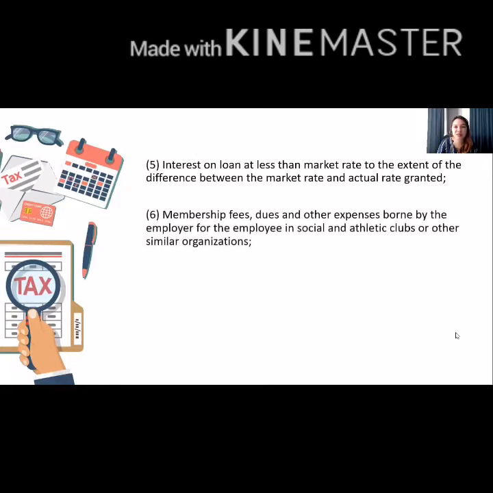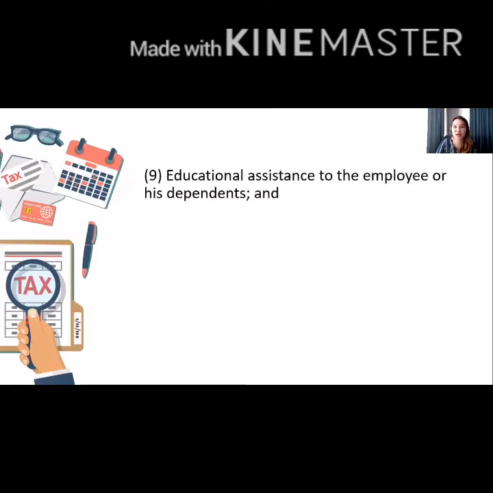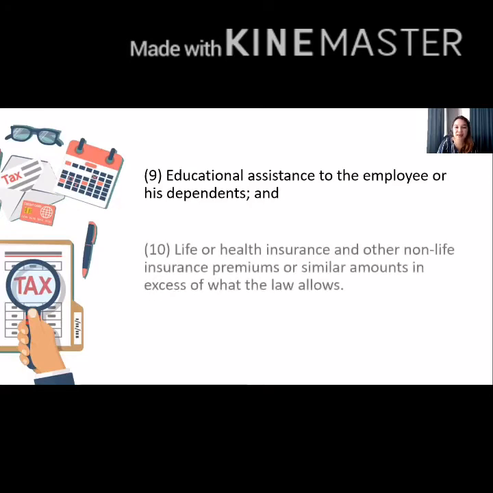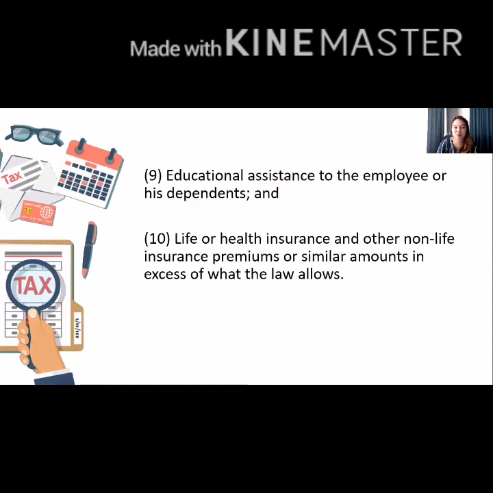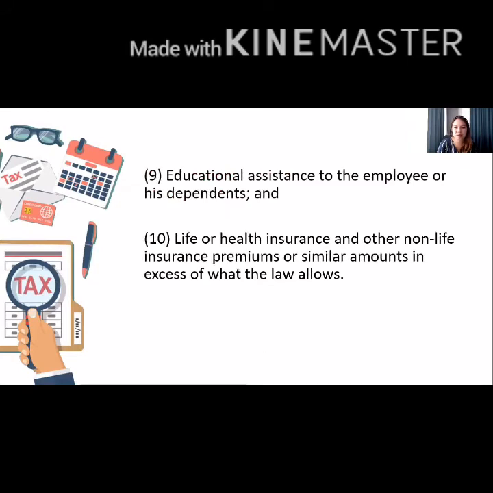We also have the membership fees, dues, and other expenses borne by the employer for the employee in social and athletic clubs or other similar organizations if they are a member thereof. Seventh is expenses for foreign travel, because sometimes the employees are allowed to travel. So these are one of their benefits. And eighth, holiday and vacation expenses. Ninth is the educational assistance to the employee or his dependents, and life or health insurance and other non-life insurance premiums or similar amounts in excess of what the law allows. So these are the fringe benefits that will be taxable.